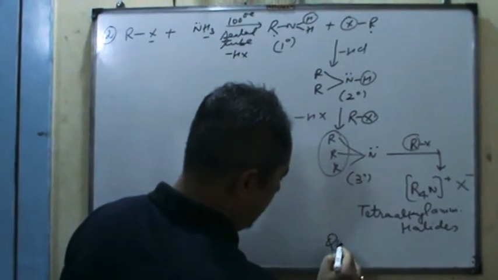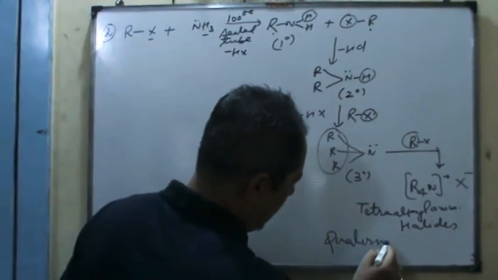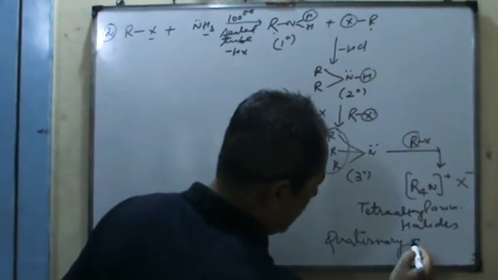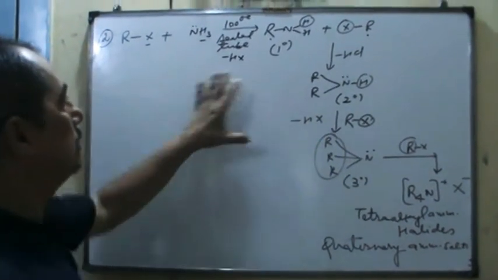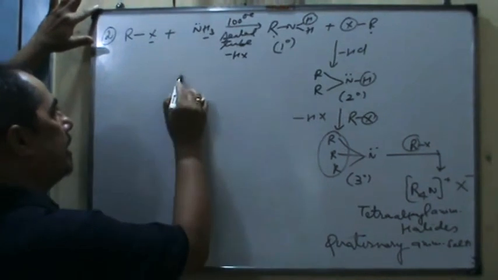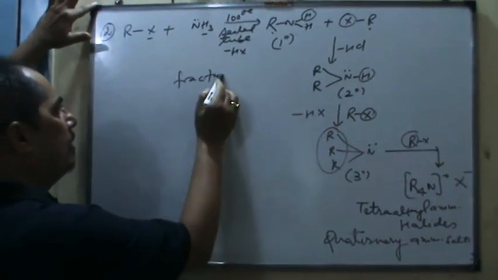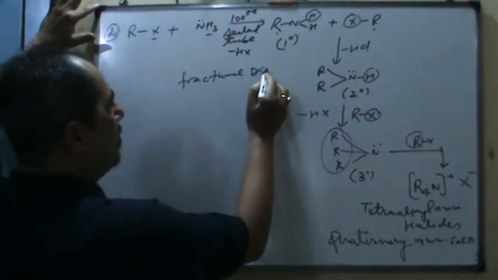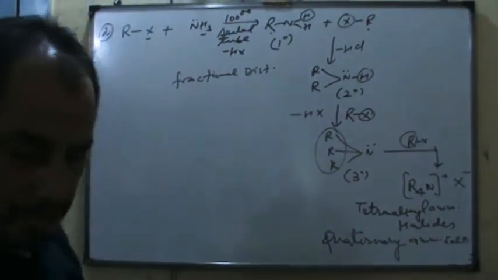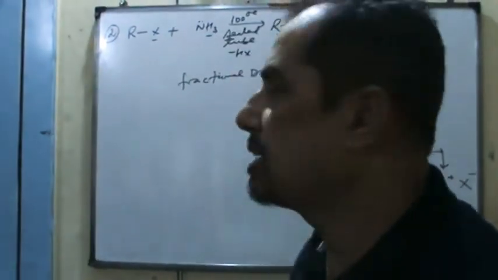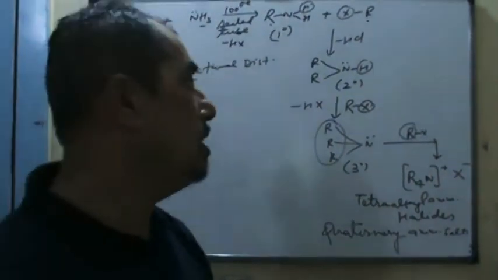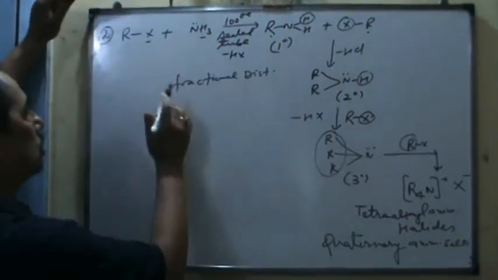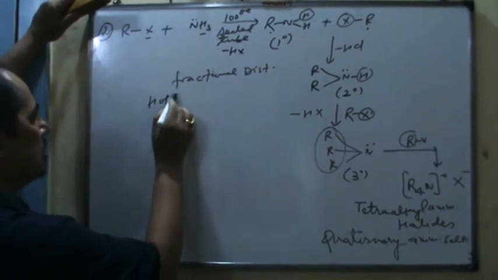or it is called quaternary ammonium salt. These mixtures are separated by which method? Anyone? Fractional distillation. Mixtures of amines can be separated by the method called fractional distillation. This is also known as Hofmann's ammonolysis.